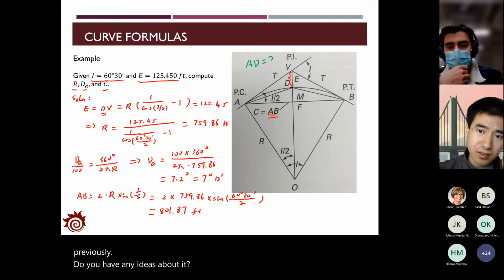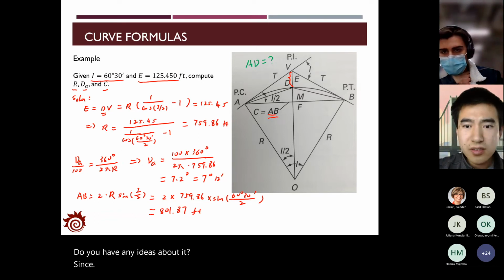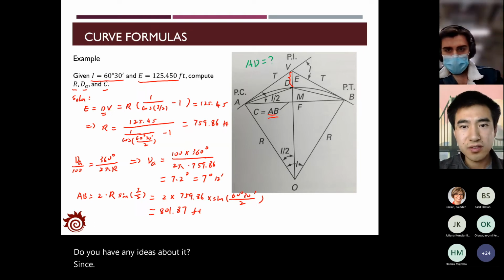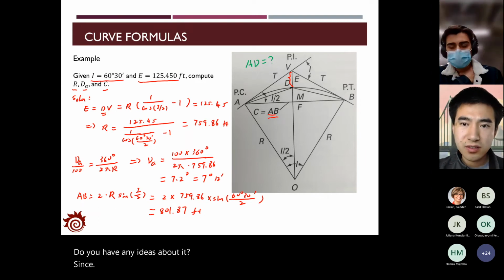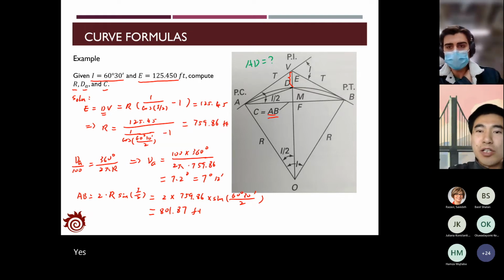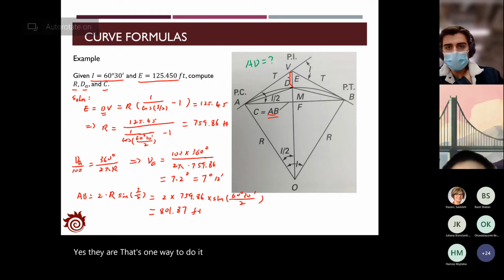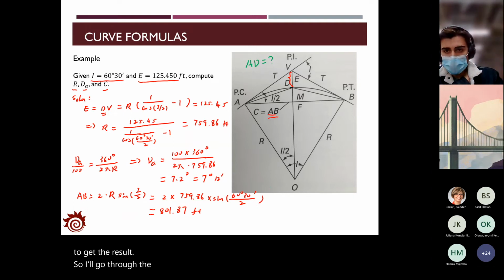Can I give an idea? Yep. All right. So I was thinking, since A to F is half of C, and we know that DAM, or DAF, sorry, is a quarter of I, then we can use sine or cosine. Yes, that's one way to do it. There will actually be multiple ways to get the result. So I'll go through the one you just explained. It's actually a good method.